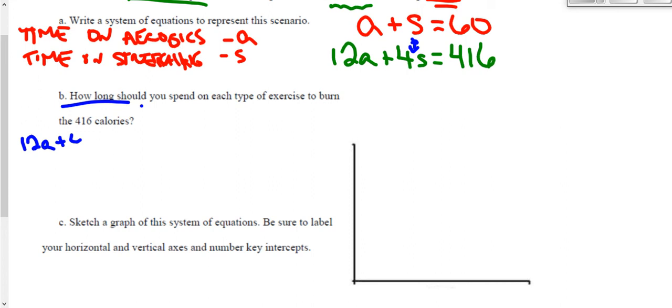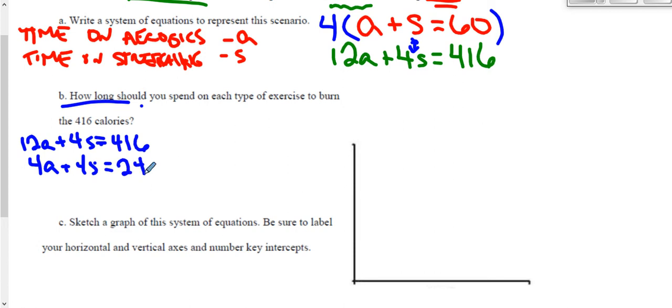12A plus 4S equals 416. And I'm going to take my top equation and multiply the whole thing by 4 so that my S will have the same coefficient. I'm going to write this a little neater, that got a little messy. So for my top equation, let's distribute 4 to everything. 4A plus 4S equals 60 times 4, which is 240.